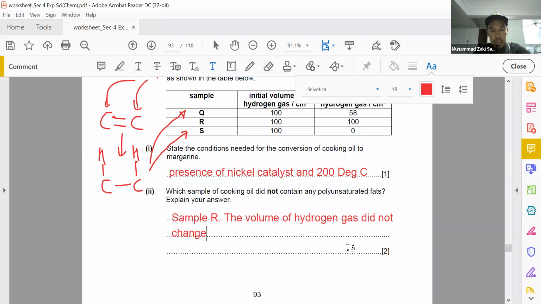Okay, not change, which indicates that the sample does not have a carbon bond, right? No carbon bond, so it cannot absorb the hydrogen. Okay, right. Let's move on.